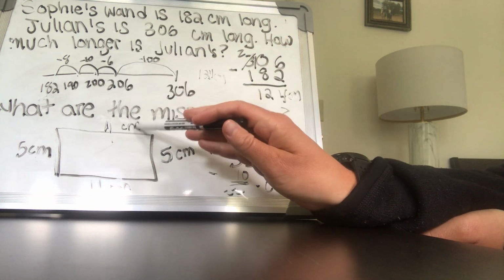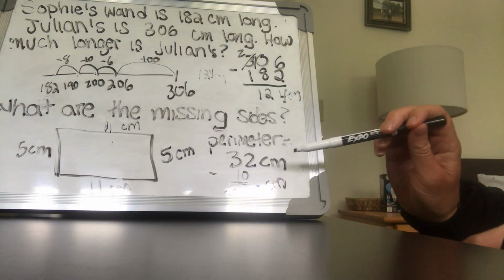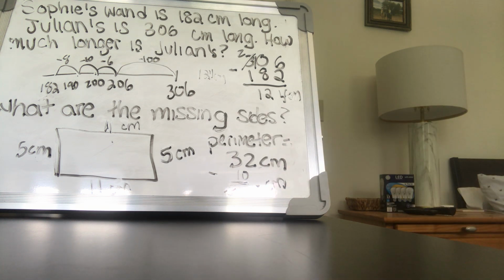Let's check and see. 11 plus 11 is 22, plus 10 more is 32, and yep, that means that my answer is correct, because my total perimeter was 32 centimeters.